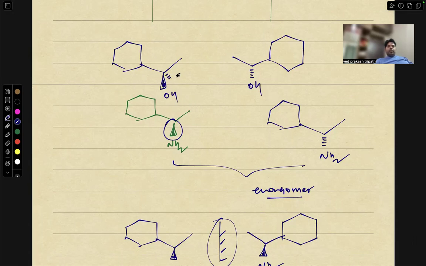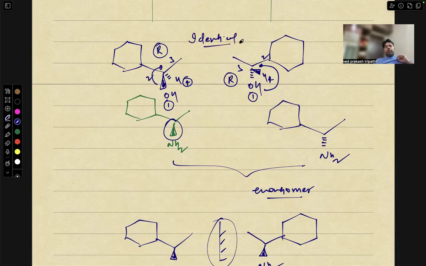So 1, 2, 3, 4. 1 to 2, going clockwise, clockwise is my R. For the other one, wedge is here H. This is 2, this is 3, this is 4. We can cross the fourth. 1 to 2, going anti-clockwise. Anti-clockwise is S, but flip your answer, so it would be R. You can see same configuration, so identical.